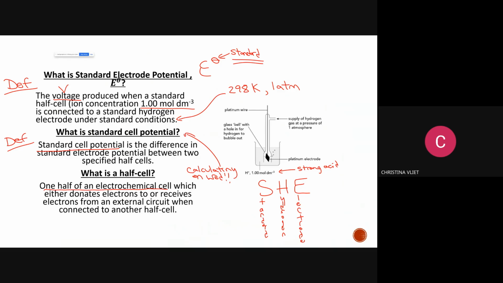Yes. So you get strong acid. The electrode here is made of platinum. And no, I don't have a platinum electrode. We're not building a SHE. But the electrode's made out of platinum. Then they use this thing called a glass bell. That's this. And so you have to write this actually in your diagram.